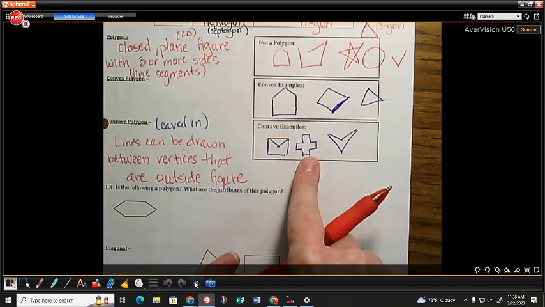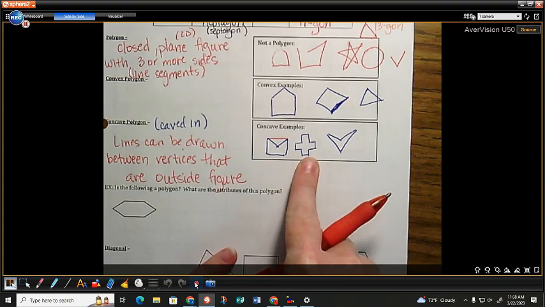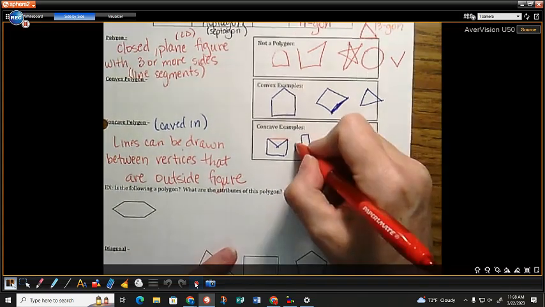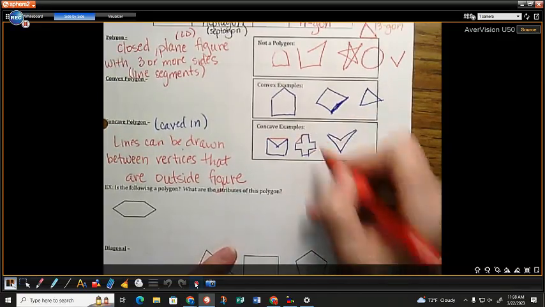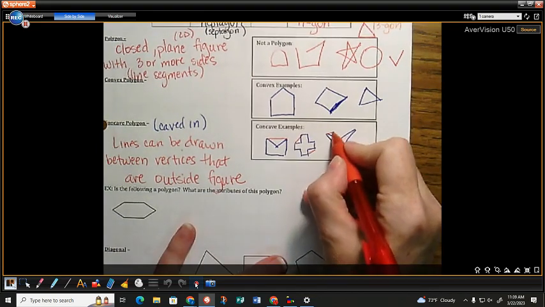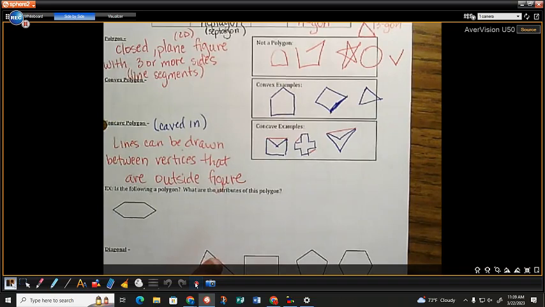What about this plus-looking guy? Can I draw connecting vertices outside of the shape? Yeah, I could do these ones, or I could do down here. There's several of them, but it only takes one to make it be concave. And then over here, I can do it across the top there.